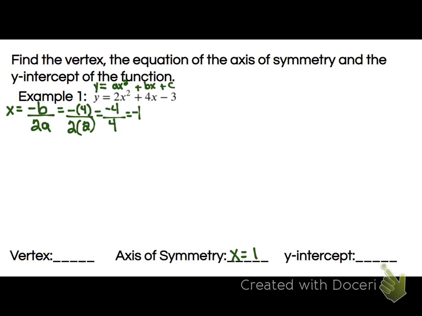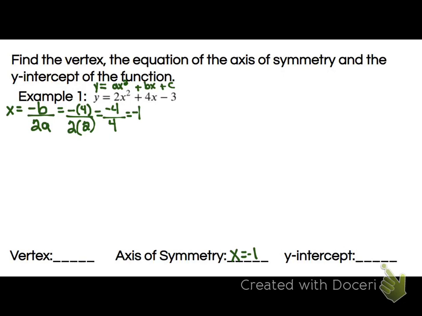Okay, you're going to need to remember that the axis of symmetry is x equals negative 1. How did you get the negative 1 out of 4? Negative times 4 is negative 4. 2 times 2 is 4. So negative 4 divided by 4 is negative 1. Oh, you divide. Okay? So the axis of symmetry is x equals negative 1. Yes, ma'am. Okay, so now we're able to find the vertex.